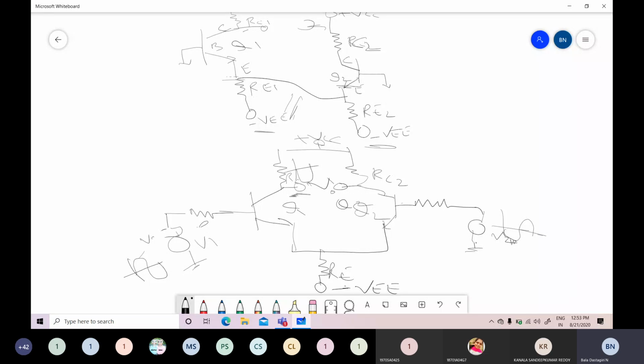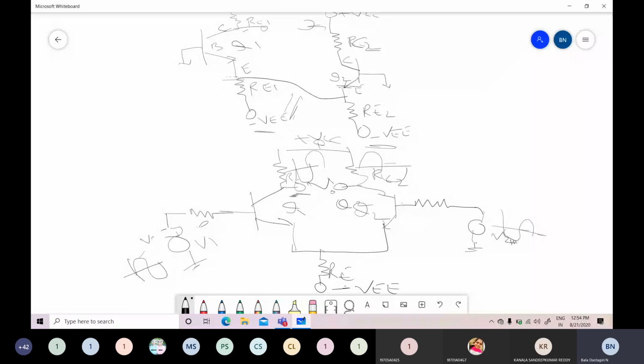After this we give the negative signal here, so the positive signal will be the output. Similarly, first we give the negative signal here, so at RC2 you get a positive signal first, and after that you get the negative signal. This is the functionality of your emitter biased circuit.